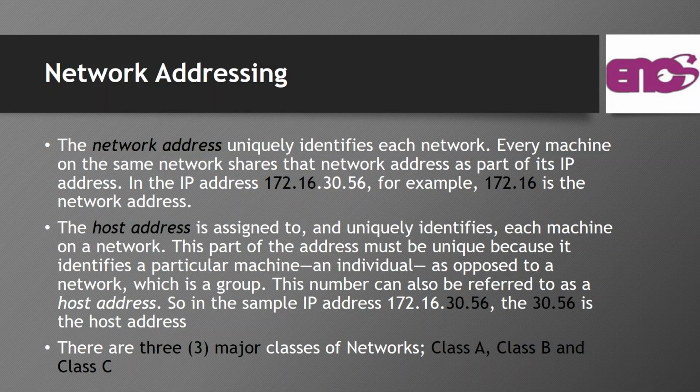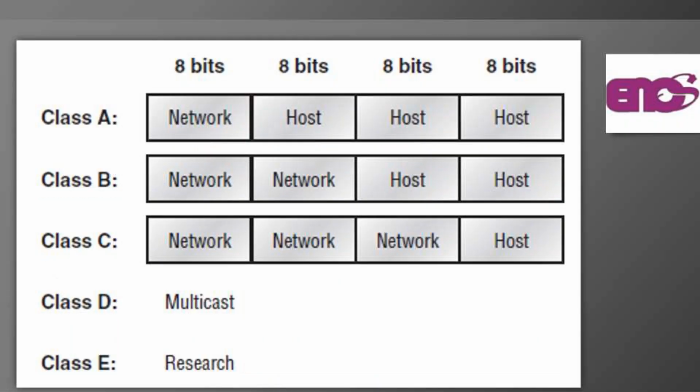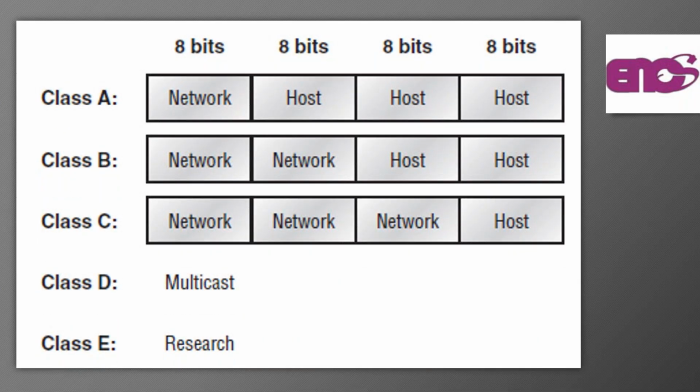Now, network addressing. This is where we have even the host addresses. We uniquely identify each machine on the network. And there are 3 major classes of network: class A, class B, and class C. They all have 4 octets, meaning they have 32 bits in total: 8 plus 8 plus 8 plus 8. 8 plus 8 is 16, 16 plus 8 is 24, plus 8 is 32.